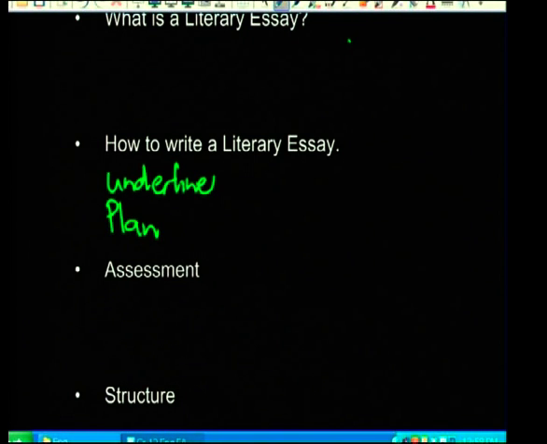You've got to plan your essay, and I'll give you tips on how you're going to plan this essay in a while. And once you've planned your essay, you will structure that essay because there are different components that we're going to look at.